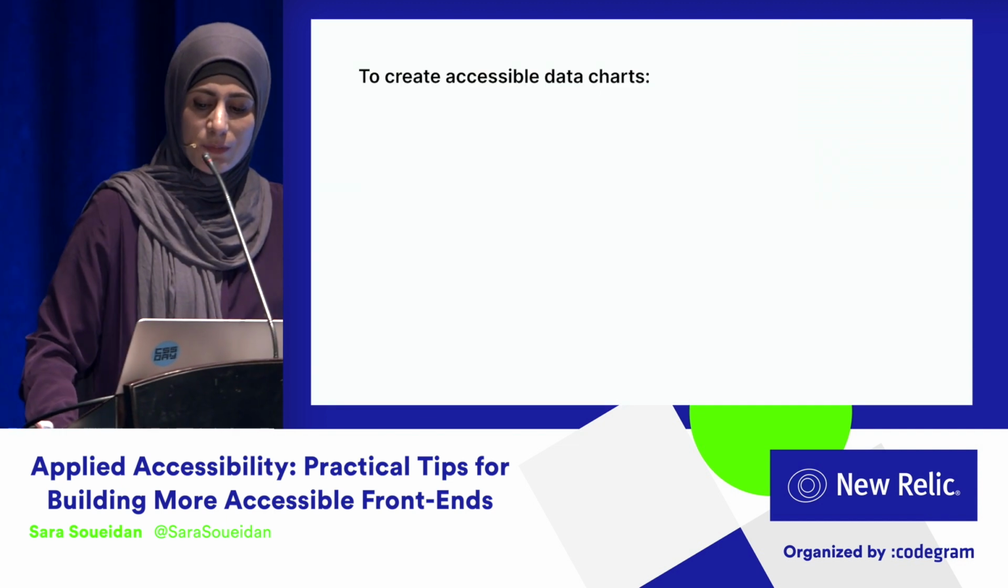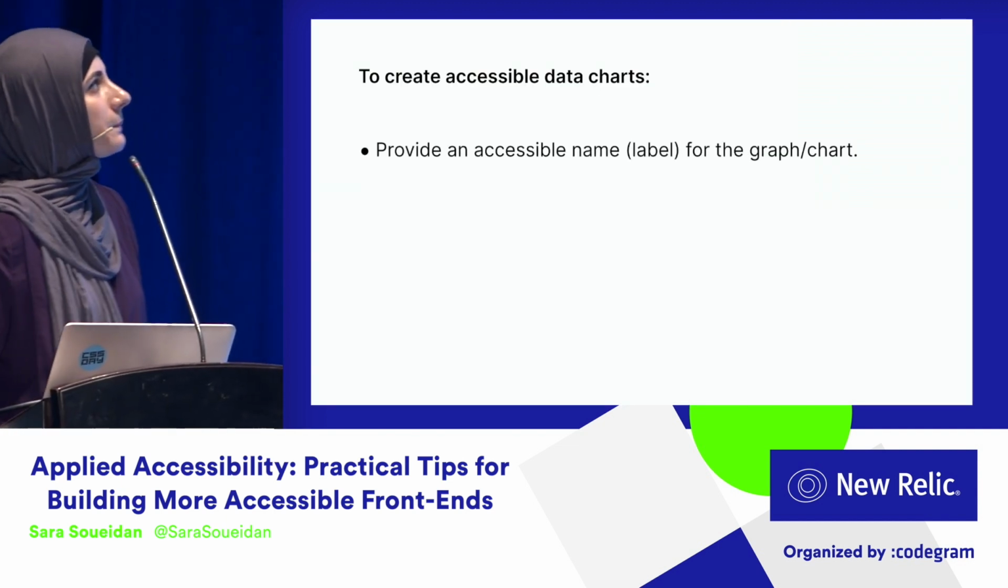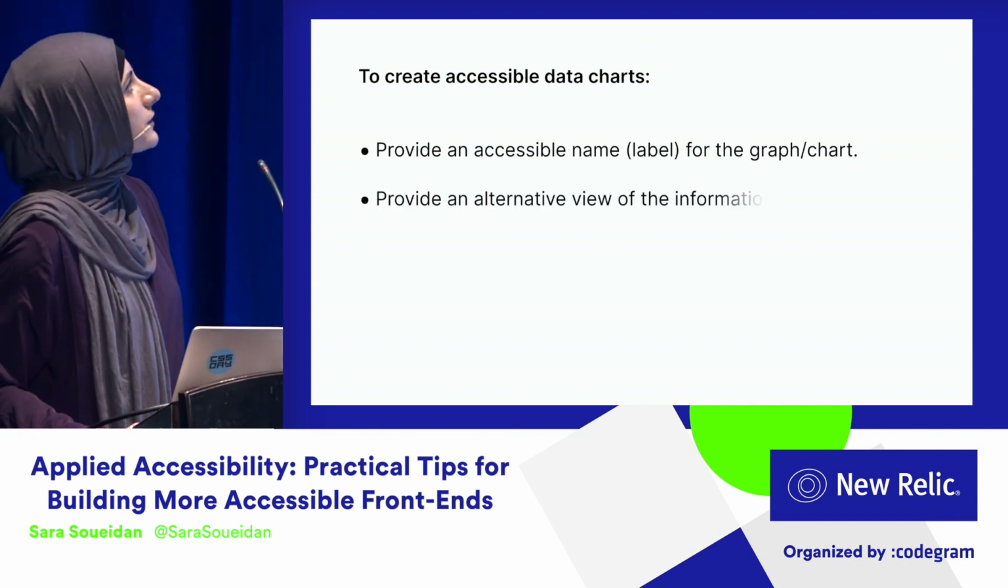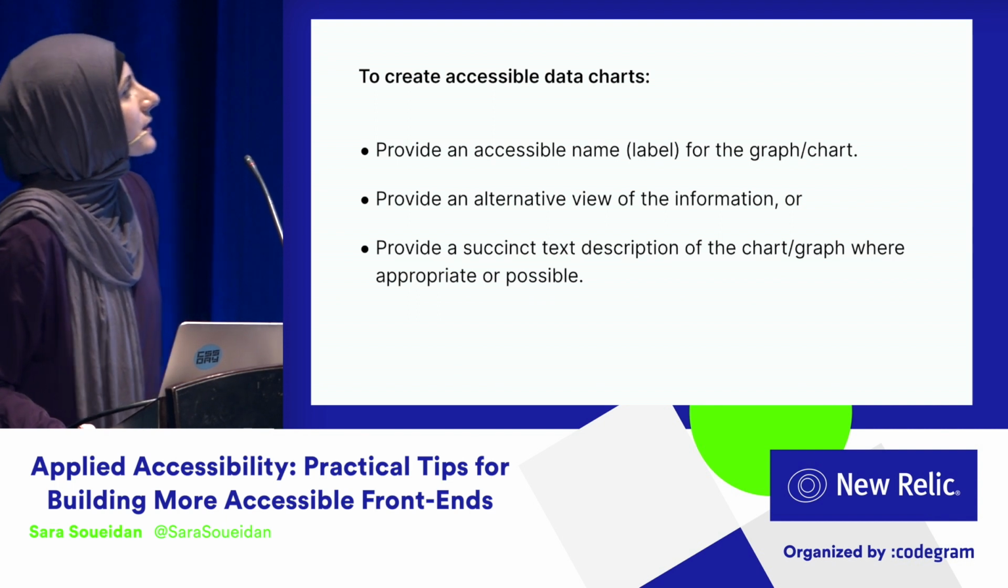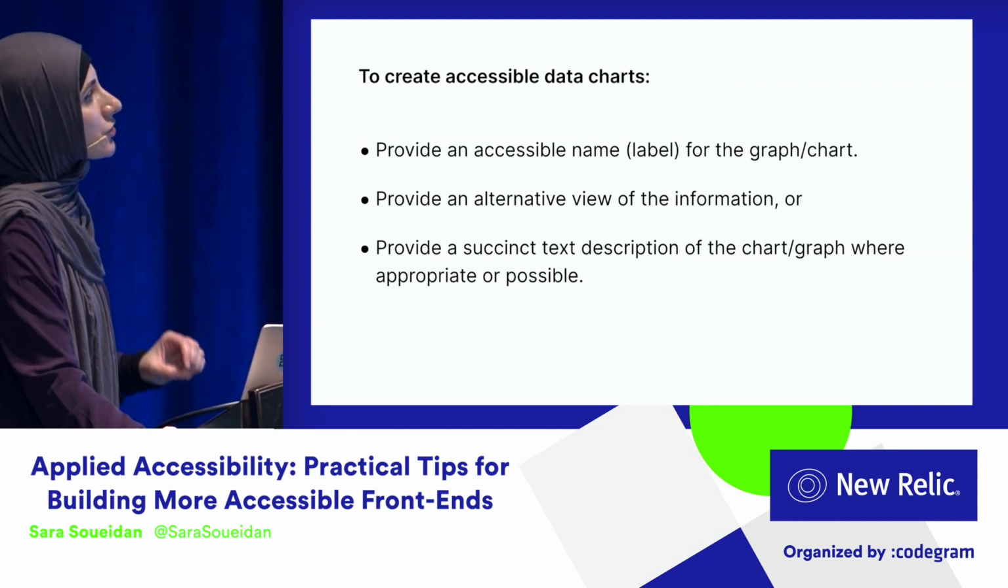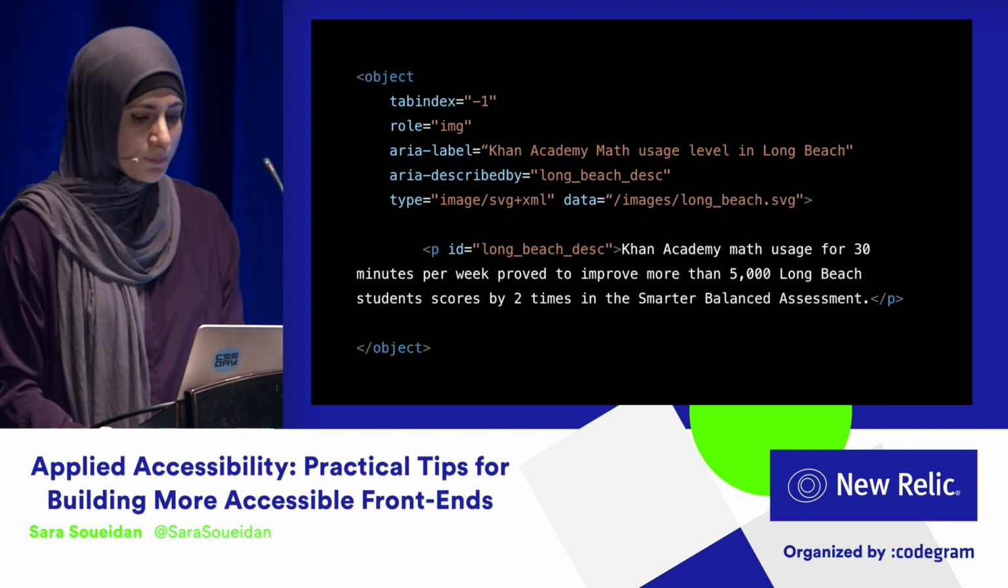So quick takeaways from this section are, to create accessible data charts, provide an accessible name or label for the graph or the chart, provide an alternative view of the information, or provide a succinct text description of the chart or the graph where appropriate or possible.